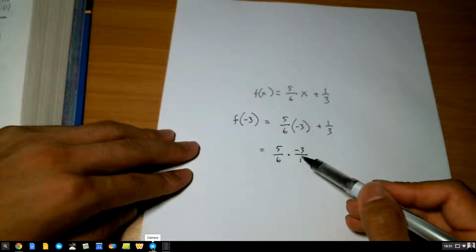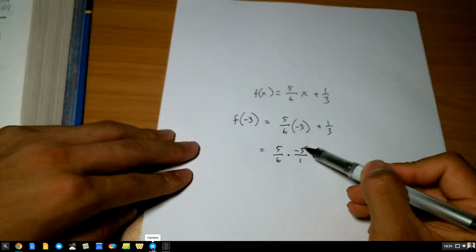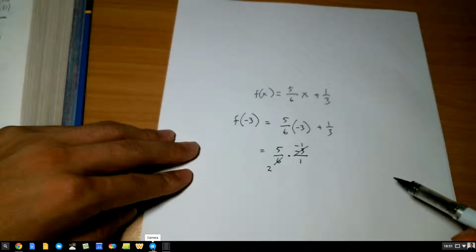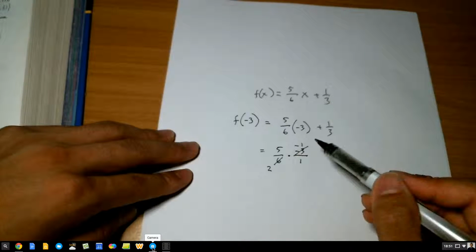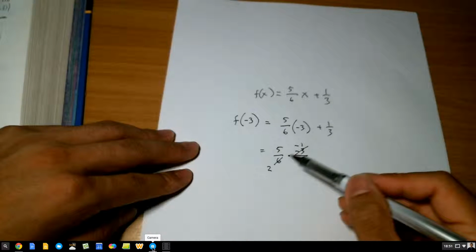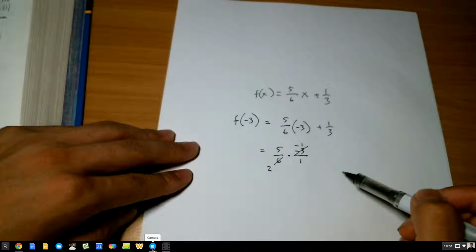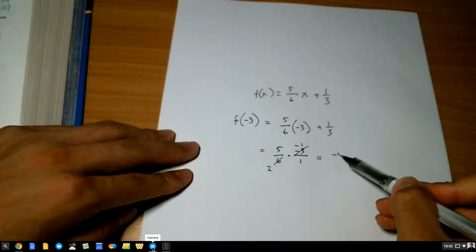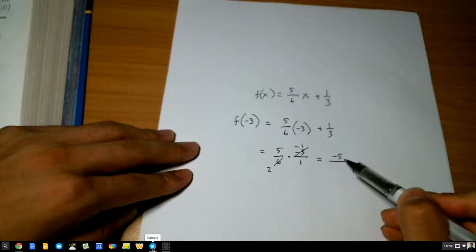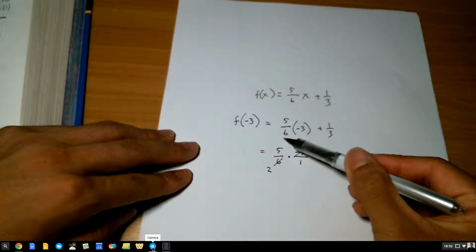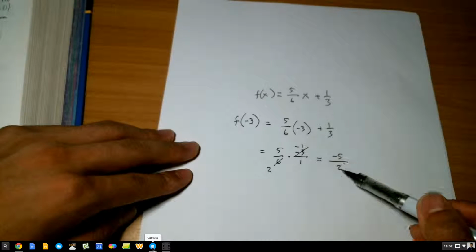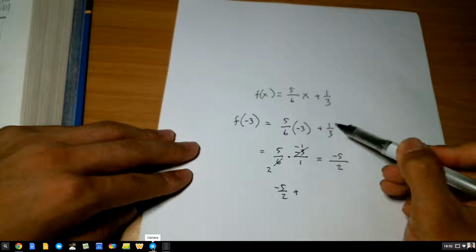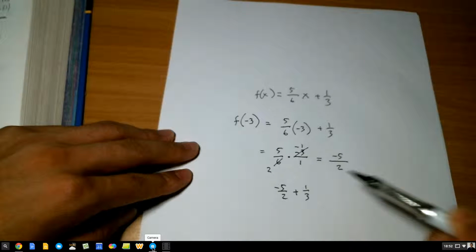In this case, I'm just going to cancel because it's a lot easier. So negative 3 becomes negative 1. 6 becomes 2. Because negative 3 and 6 have the number 3 in common. So we can take out 3 from both of these numbers. Now we just multiply across. 5 times negative 1, negative 5. Over 2 times 1, 2. So this whole thing here becomes negative 5 over 2. And then don't forget, negative 5 over 2, you have to add 1/3 to it, plus 1/3.